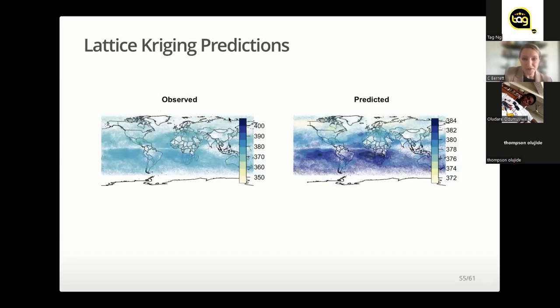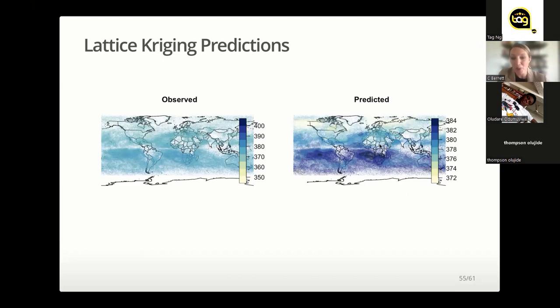Here are the observed points, and then I just predicted to these points. Now, I'm not sure if you can see this, the ranges are different. So the predicted looks different than the observed, but it's not because they are different, it's because the predictions are just in a smaller range, and in the plots I have different ranges. So we're actually plotting in the range of 372 to 384 here for the predictions, which is this kind of light green to light blue range, which is what we're seeing here.